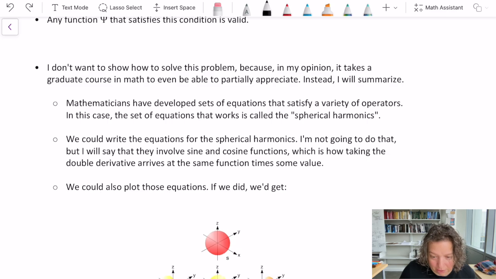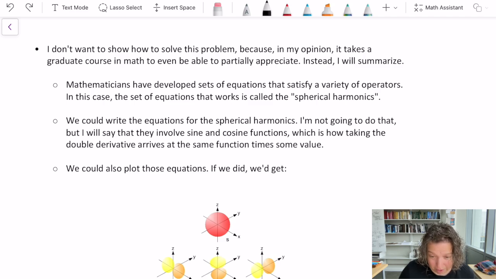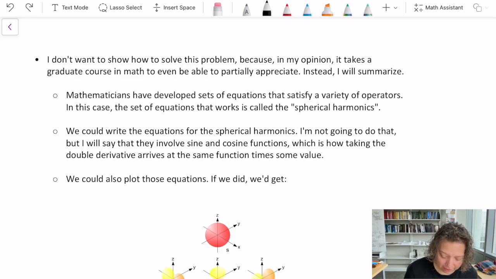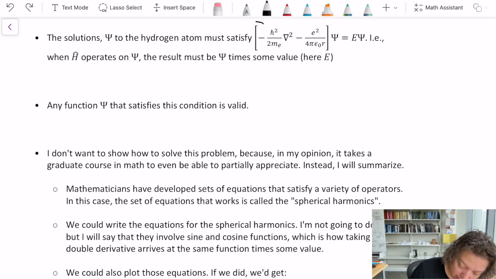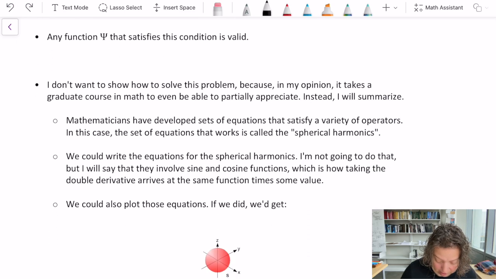I don't want to show how to solve the problem because it's a lot of math, to be honest. It took me taking a graduate course in engineering and science math to be able to appreciate the solutions to this, and I still didn't understand it until many years later, so I want to skip the math. I just want to let you know that this is a well-known problem that mathematicians have worked on. There is a set of equations called the spherical harmonics that satisfy this requirement. And so I'm just going to trust that.